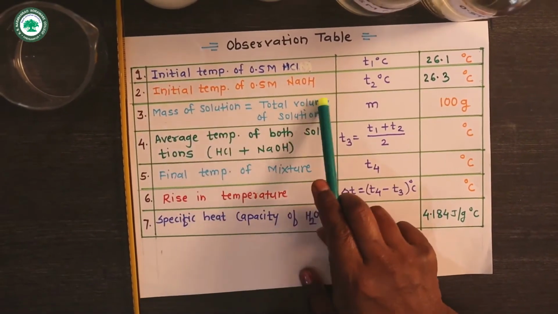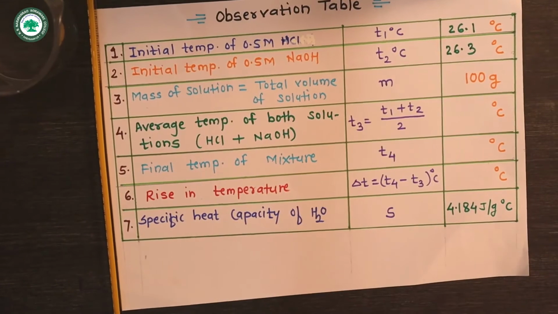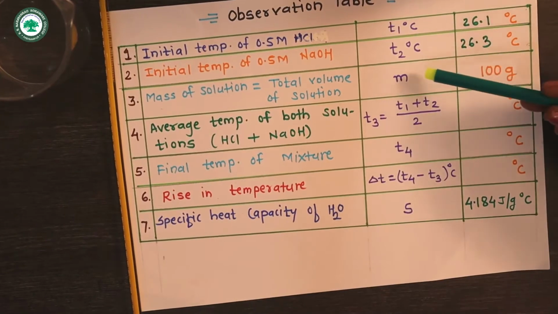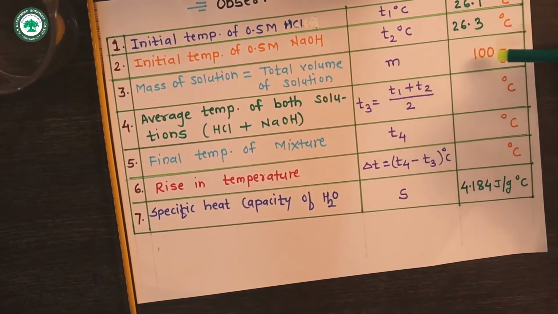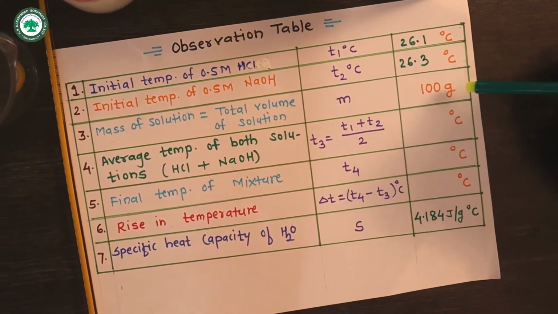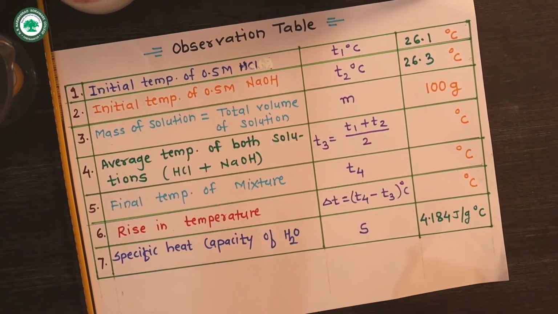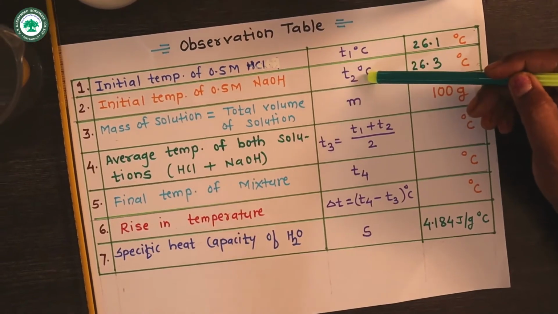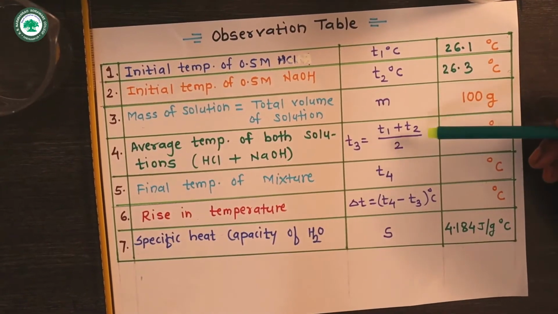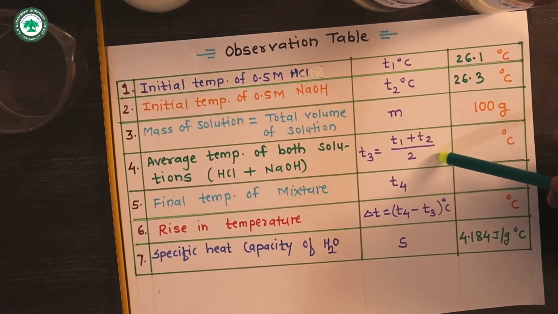Mass of solution, that is, total volume of solution. We have considered 50 ml of HCl solution and 50 ml of NaOH solution for the neutralization reaction. So 50 plus 50 gives us the total mass of the solution, which is nothing but the total volume of the solution, found to be 50 plus 50 is equal to 100 gram. Then we have to measure the average temperature of both solutions. T1 and T2, the initial temperatures of 0.5 molar HCl and 0.5 molar NaOH, are measured already. T1 plus T2 divided by 2 gives us the average temperature of both solutions.